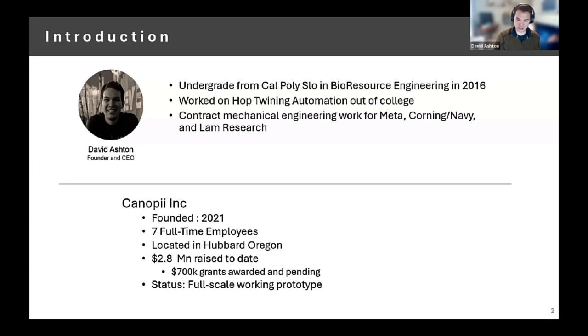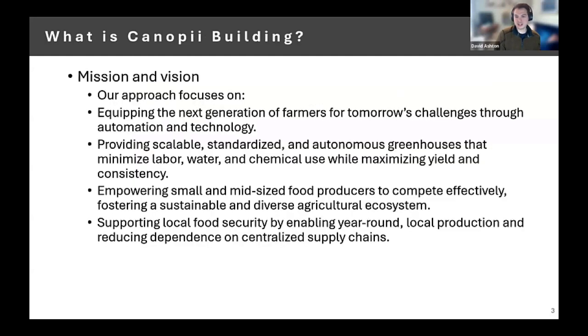Currently, we have a full-scale farm working. The prototype is up and running. It's been running for about a year and a half now. Our focus is to build equipment to empower the next generation of farmers with tomorrow's challenges. We are providing a scalable, standardized greenhouse that really focuses on labor, water, and chemical reduction. The main focus was to make something affordable, so everything we've done is designed from scratch, focused on making returns, and we're not using a lot of capital-intensive equipment off the shelf. Really our goal was to support local food production.